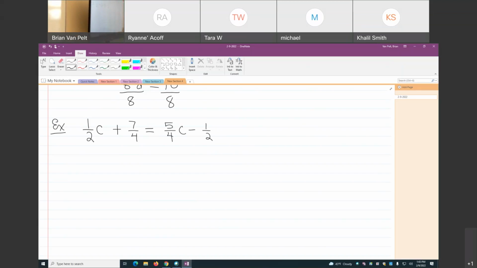You remember what I did to make them disappear? I can't wish them away. You remember what I did to make those fractions disappear? Multiplied by the lowest common denominator. That's guaranteed to wipe all the fractions out. What is the LCD on this one? Okay, 4 will work.